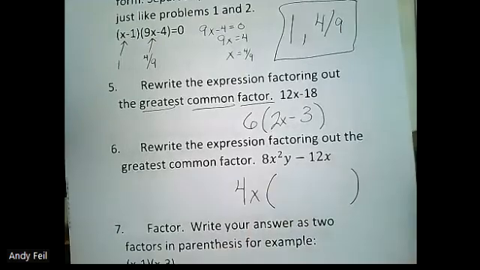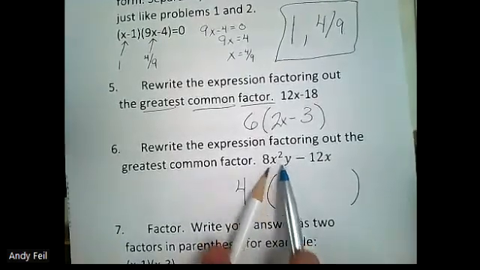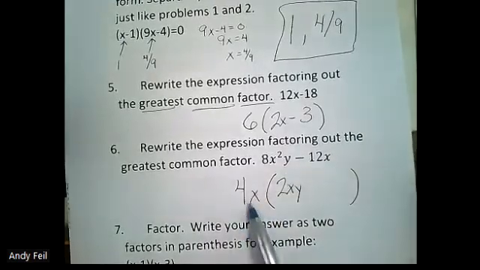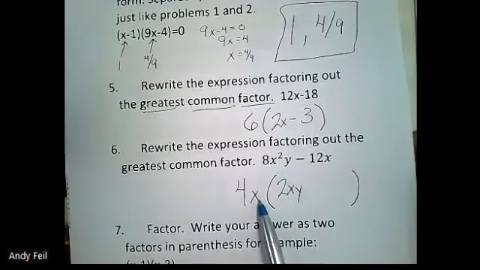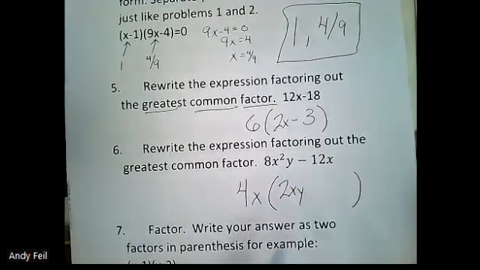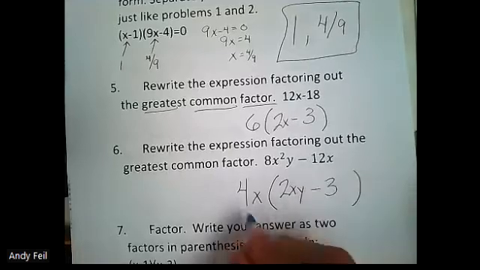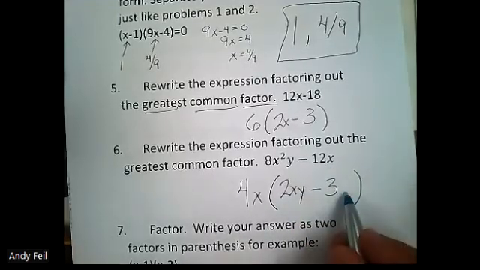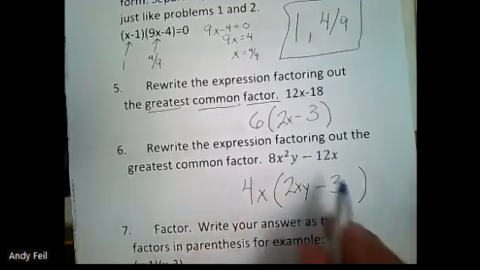Now you just got to write down what's left over. 4x times what is this? 2xy. Good. Because 4 times 2 is 8. X times x is x squared. And we didn't take the y out, so it's still there. Minus 4 times 3 is 12. Should I put another x there? How come? Yeah, there was 1 x there and I took it out, so there's nothing left. So that's it.